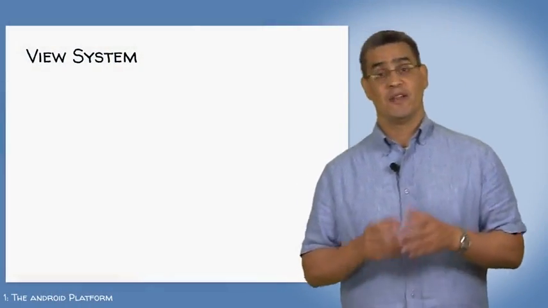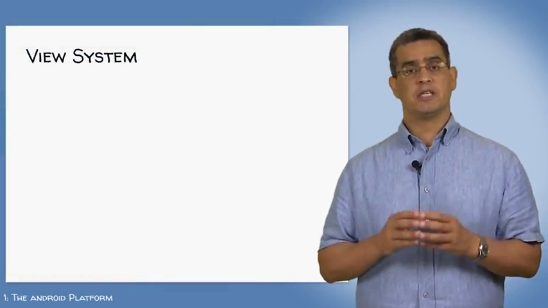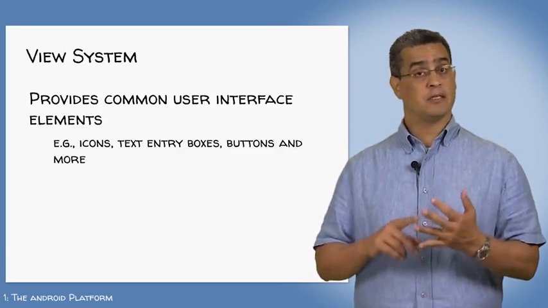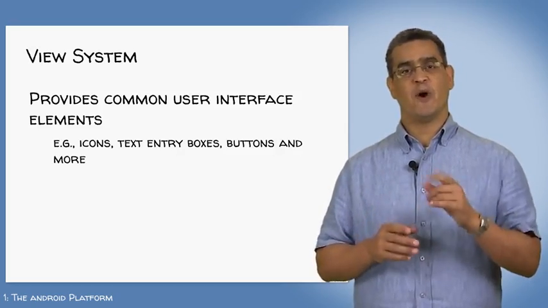As I mentioned earlier, the application framework also contains the view system. The view system contains many common graphical user interface elements, such as icons, text entry boxes, buttons, and much more. Let's take a look at the phone application.